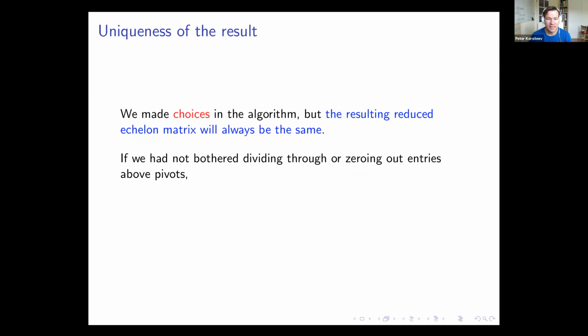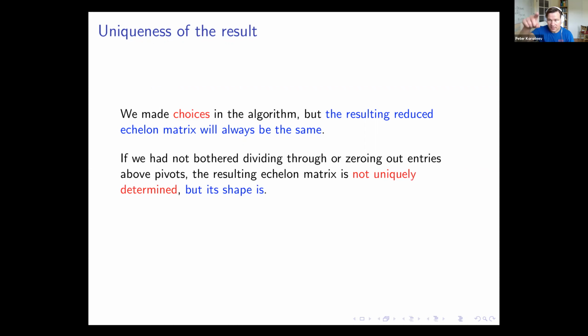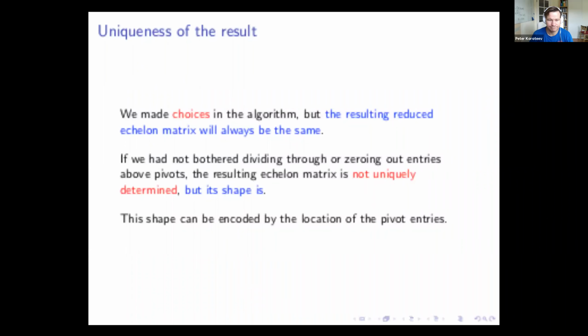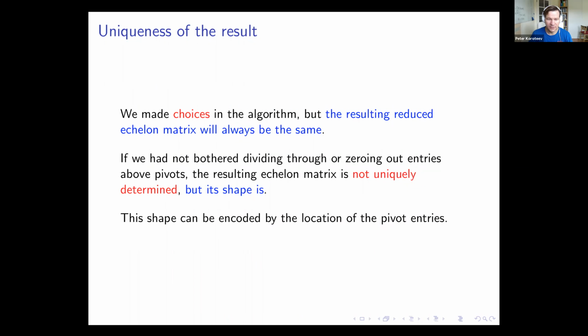Now, if we had not bothered dividing through or zeroing out entries above pivots, so instead of doing the reduced echelon form, we would be doing just echelon form, unreduced, then the matrix will not be uniquely defined, right? But the shape will still be the same, in the sense that the shape of this staircase would be the same. And the shape can be encoded by the location of the pivot entries.